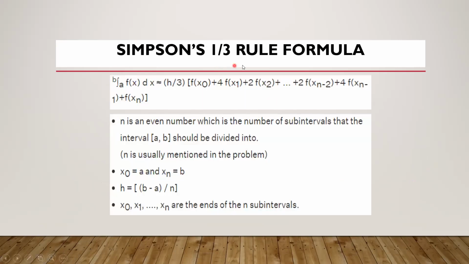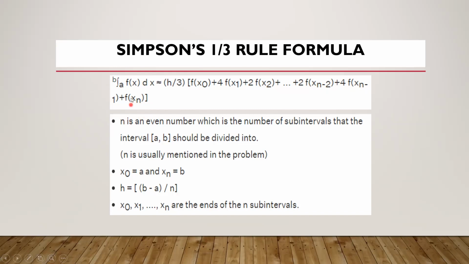So, Simpson's one-third rule formula. The formula is the integral of f(x) dx within the limits of a to b is equal to h over 3 times f(x0) plus 4 times f(x1) plus 2 times f(x2) up to 2 times f(xn-2) plus 4 times f(xn-1) plus f(xn).